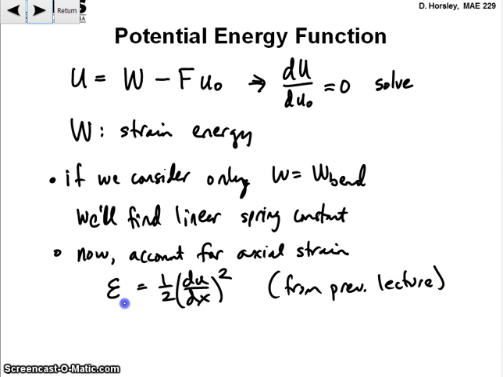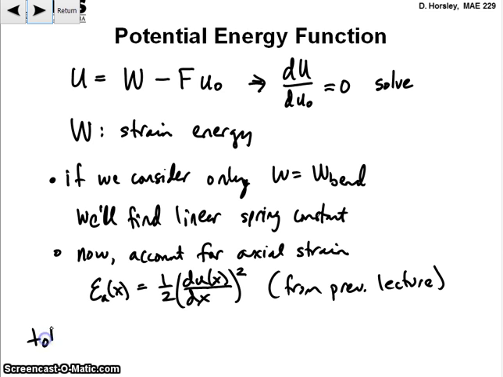And I should be careful. So this is basically the axial strain at a point along the beam. Okay, and I'll be a little bit more careful here too. So the axial strain at a given point, we can find that by evaluating the slope of the trial function and squaring it and then multiplying by 1/2. Okay, so in the previous lecture, I did make a mistake. So the way we're going to account for this axial strain, so this is the axial strain at a point x. Now what we need to do is find the total axial strain.